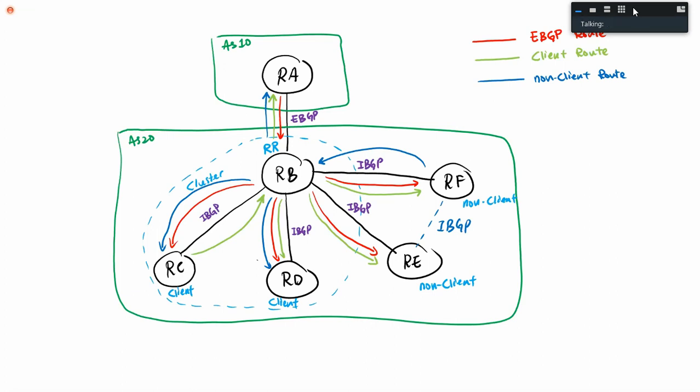Reflected route. So whichever comes from eBGP, yes, I can send to everybody. But whichever comes from client, yes, I can send to everybody. But whichever comes from the non-client, I only send to the client and the eBGP. That is where and how they reflect between the client, non-client, and also the eBGP route. So far, is that okay?